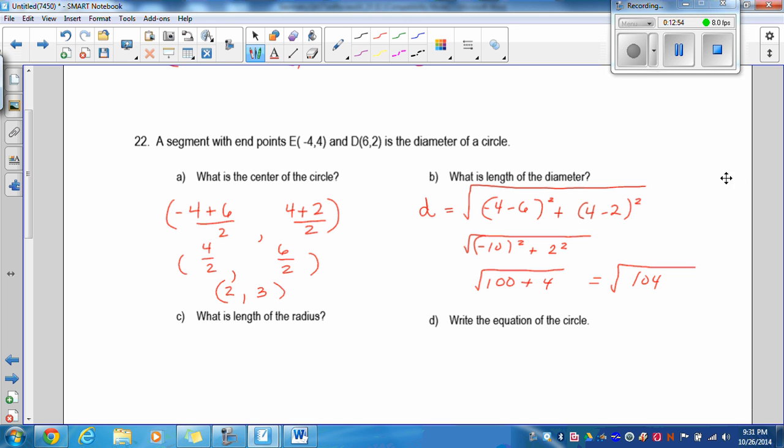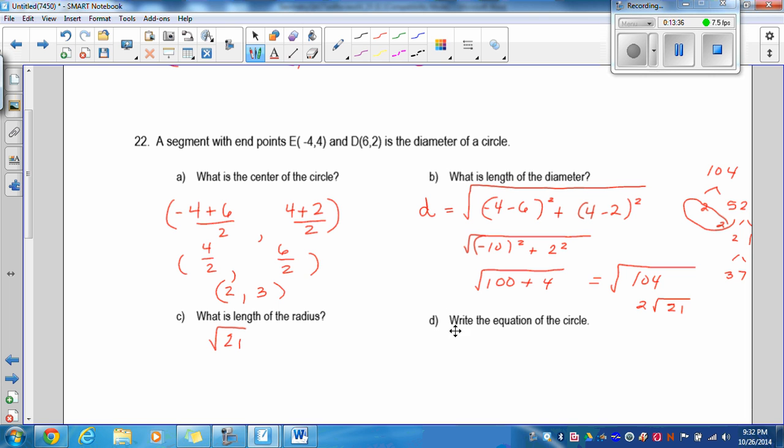So we do need to factor this. Can you factor 104? 2 into 52, 2 into 26, 2 into 13. So we can take out a pair of 2's. And we'll have a 2 and a 13 left over. So this is 2 square roots of 26 for our distance. So the radius then would be half of that, or the square root of 26.